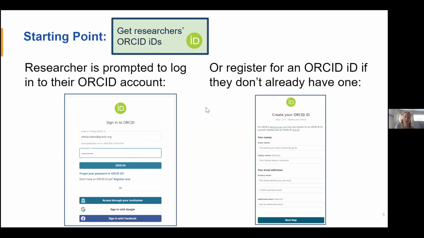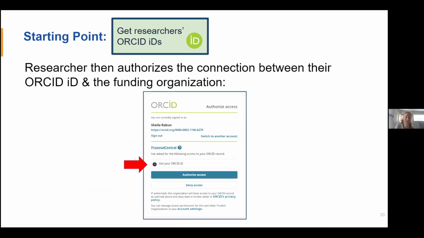So when they click on that create or connect your ORCID button, the researcher would sign into their ORCID record, or if they don't already have an ORCID ID, they would register for one right then and there. So that's what this screen is showing. That OAuth process, or that authorization process, starts with the researcher signing into ORCID or creating an ORCID account if they don't already have one. And then a little screen pops up asking the researcher to authorize permission to get their ORCID ID. And so that's how that authorization process works.